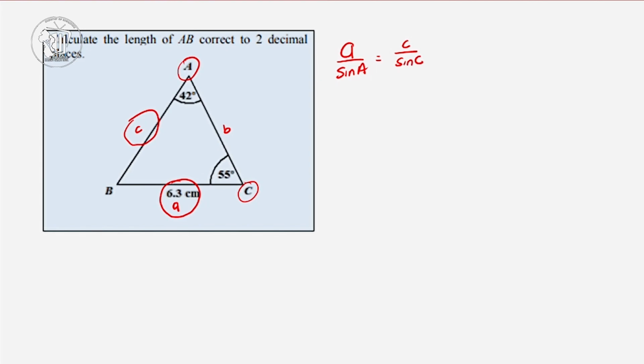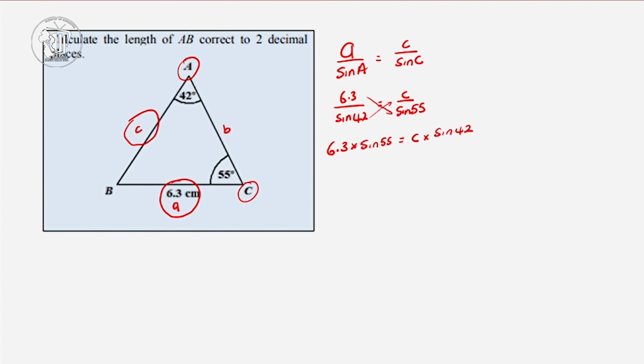So we substitute our values that we know. A would be equal to 6.3 over sine A, and in this case angle A would be 42. That is equal to C, which is the thing that we want to find, over sine C, which is 55. And then just like in the previous example, we cross multiply. So we multiply the 6.3 by the sine 55. So 6.3 multiplied by sine 55 is equal to C multiplied by the sine 42.